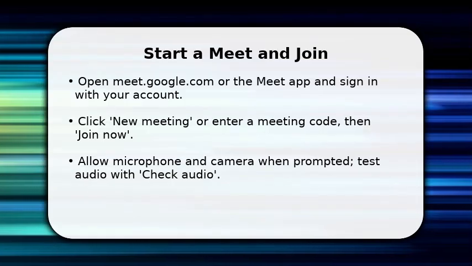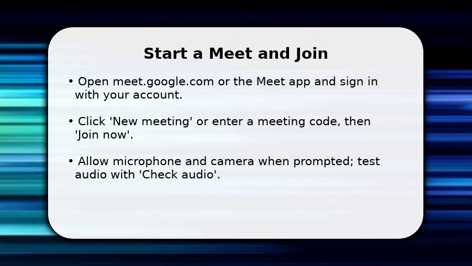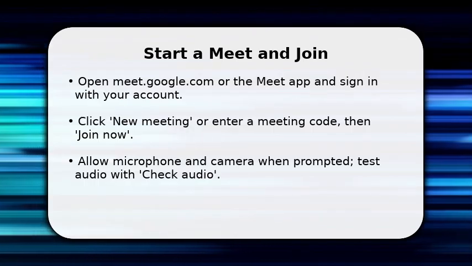You're starting now. Open Google Meet and sign in, then create or join a meeting. Once you click Join Now, make sure your mic and camera permissions are allowed by the browser or app. You should test audio immediately using the built-in check so you're not troubleshooting mid-call. If you need privacy, mute your mic and stop video before sharing.